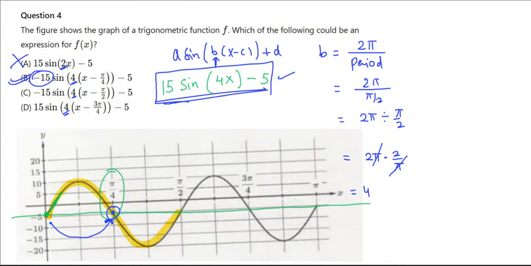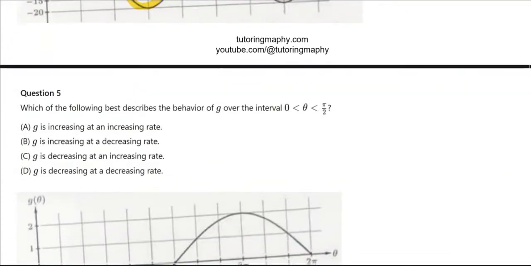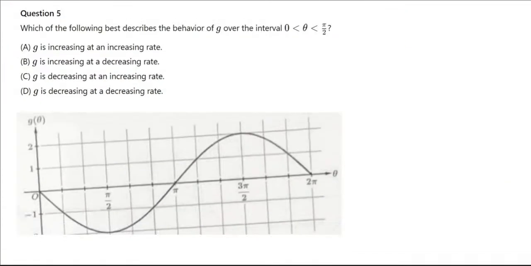All right, okay. So let's talk about question 5 now. In question 5, they're talking about something that is going on between 0 and pi over 2. Between 0 and pi over 2, I think this is the portion, right? And in this portion, they are asking what is happening with the function? Is that increasing, decreasing, increasing rate, decreasing rate?